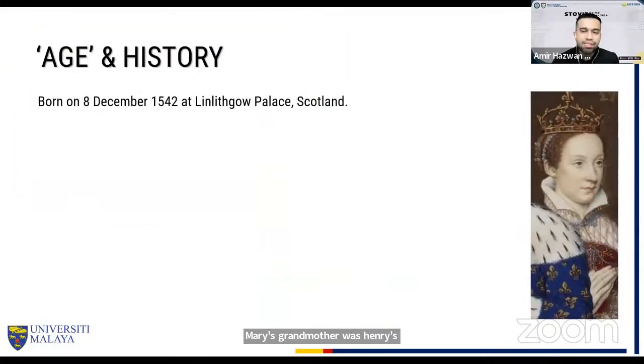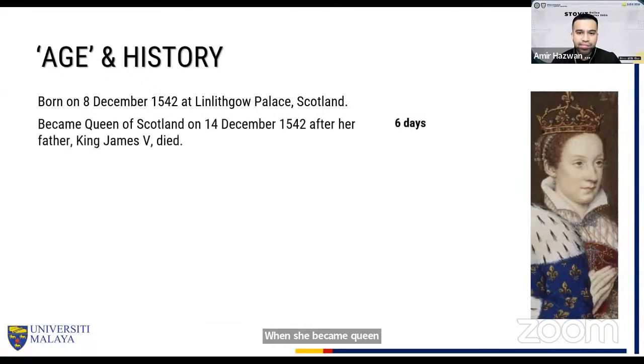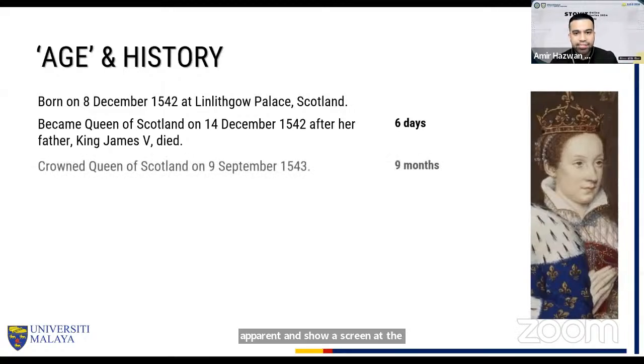Okay, so Mary's history was quite interesting. She became Queen of Scotland when she was only 6 days old, as her father died without any male heir. So she was the heir apparent, and she was queen at the age of 6 days old. And at the age of 9 months, she was coronated and became officially Queen of Scotland.